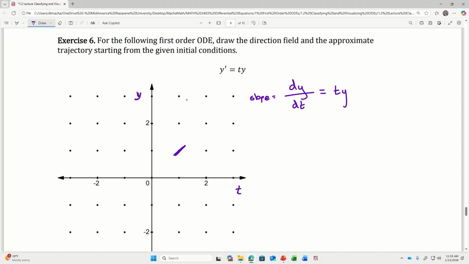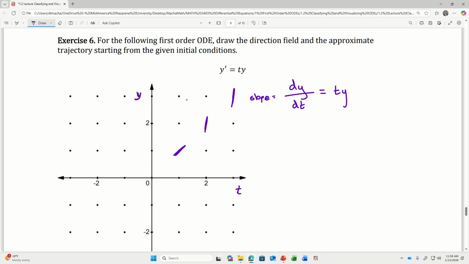If t is 2 and y is 2, my slope is positive 4, and so it's going to be a pretty steep slope there. And if t is 3 and y is 3, it's going to be positive 9. And I mean, there's a lot of points you got to figure out, right? This is a grid of 49 different points, because it's a 7 by 7 grid.